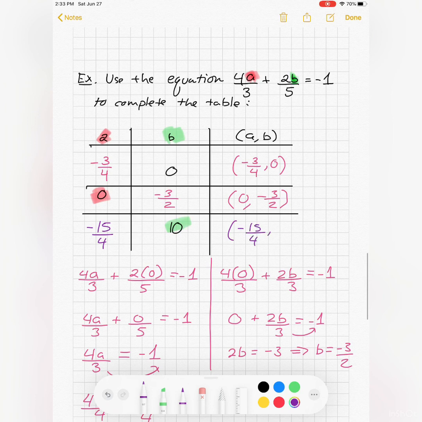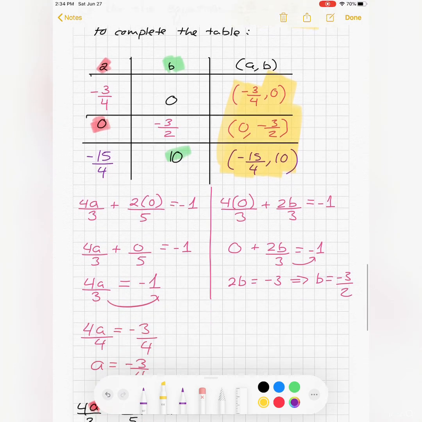And there's my point then. So what I did here graphically is I really just found 3 points that lie on the line given by this linear equation. We're going to talk about graphing those lines here in just a couple of sections.